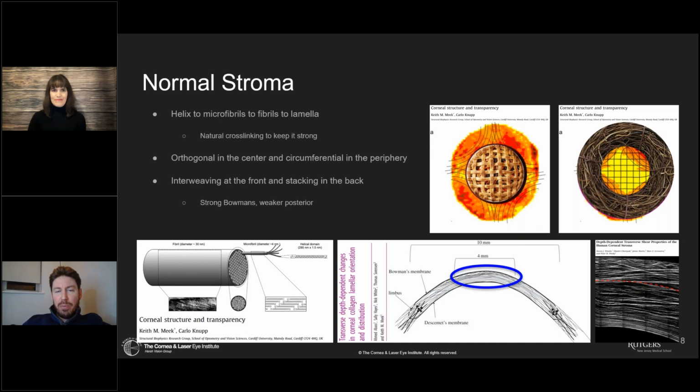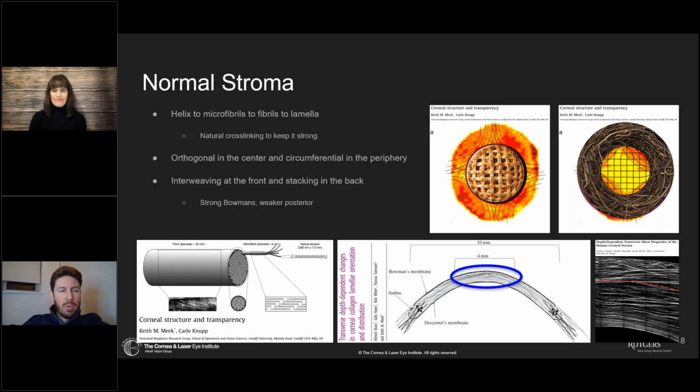If we look at the central cornea from a front view, we can imagine that it is mostly orthogonal in arrangement, kind of like lattice on a pie. And circumferentially around the edges of the cornea, it's interwoven as well, kind of like a bird's nest. I clearly enjoy pies, bird's nests, and pancakes, but really what we're looking at here is what gives the strength characteristics of the normal dome shape of a cornea.